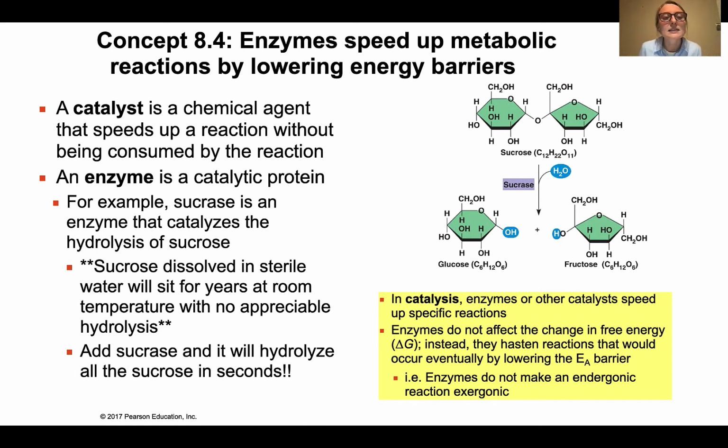So a catalyst is basically a chemical agent that speeds up the reaction, but it's not consumed by the reaction. And an enzyme is just a catalytic protein. So the example that we are looking at here is sucrase. Sucrase is the enzyme that catalyzes the reaction of hydrolyzing sucrose.